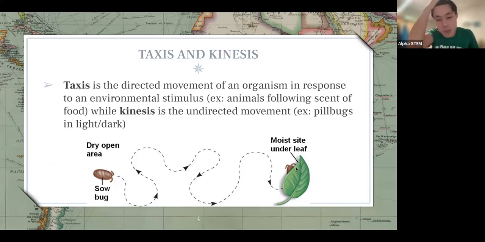So just by random chance, if they move more and faster when they sense more light, then they will eventually hopefully end up in a dark place where they will move less and then stay there for longer. You can remember this by taxis sounds like taxis, which take you to a destination, versus kinesis just means moving around in general.